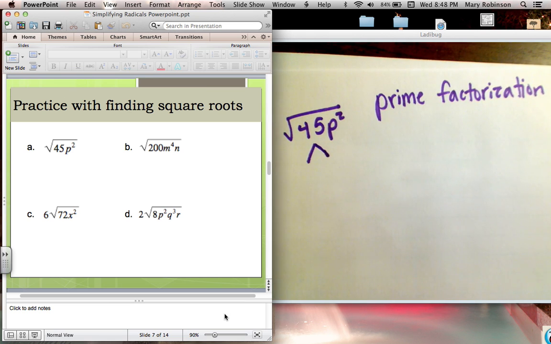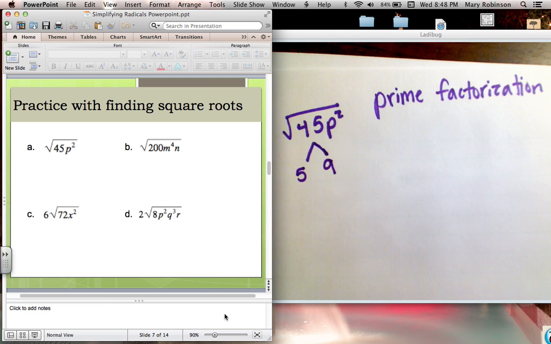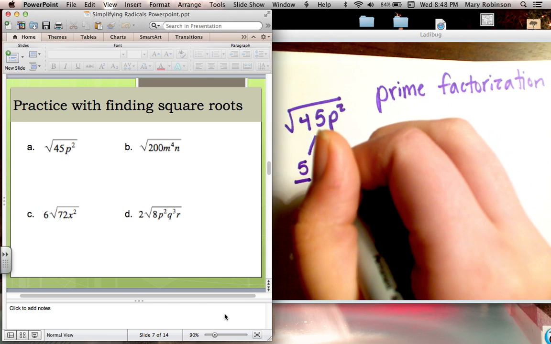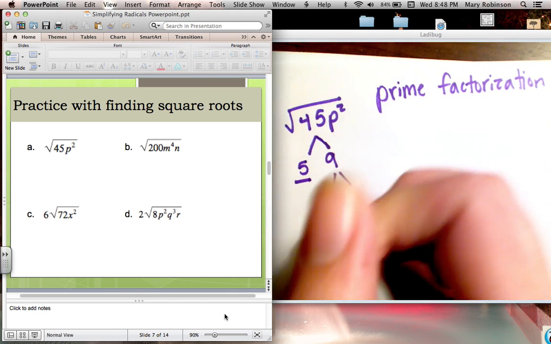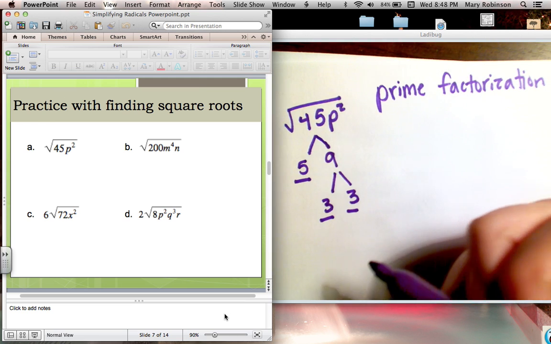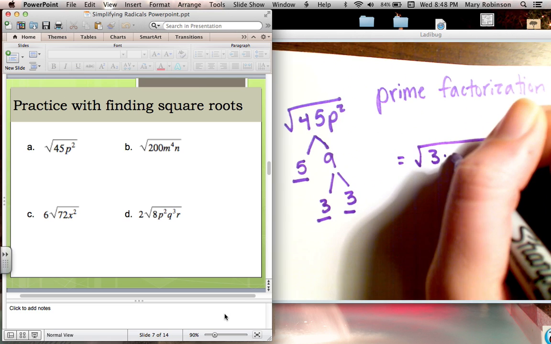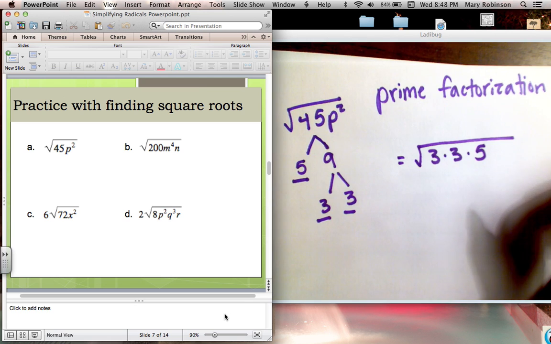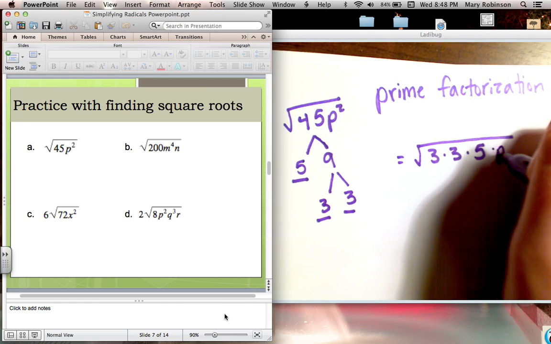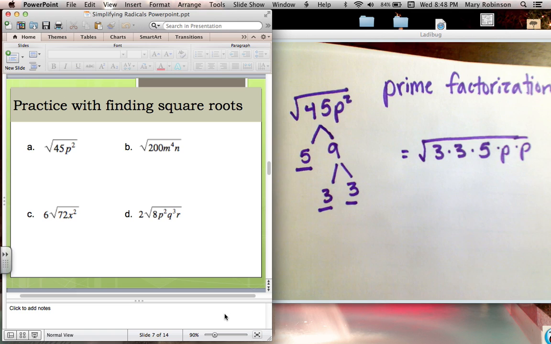So to get 45, we could do 5 times 9. 5 is a prime number, so when we hit a prime number, we underline it. 9 is not a prime number, so we're going to break that down to 3 and 3. Those are also prime numbers. Once I have completely all prime numbers, I have my prime factorization. So this is equal to the square root of 3 times 3 times 5. We also cannot forget our p squared up here. P squared is simply p times p. So this is our prime factorization of 45p squared.